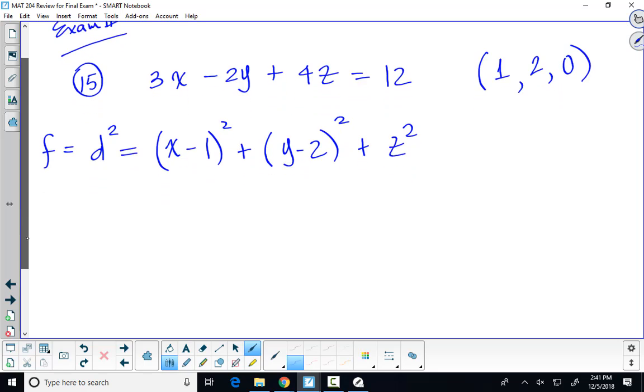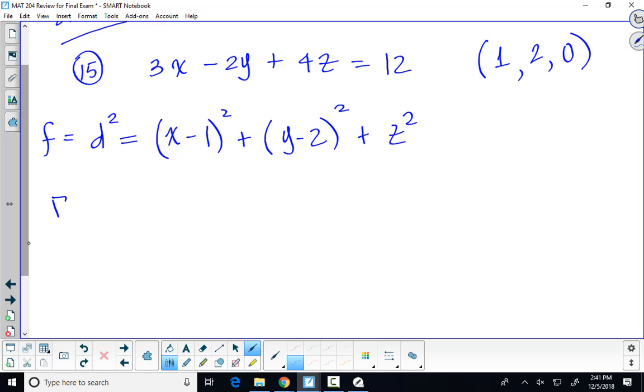So then del f is going to be the gradient of that. Partial of this with respect to x. Does everybody see that that's 2x minus 2? Partially with respect to y, we get 2y minus 4. Partially with respect to z. Everyone okay with that?